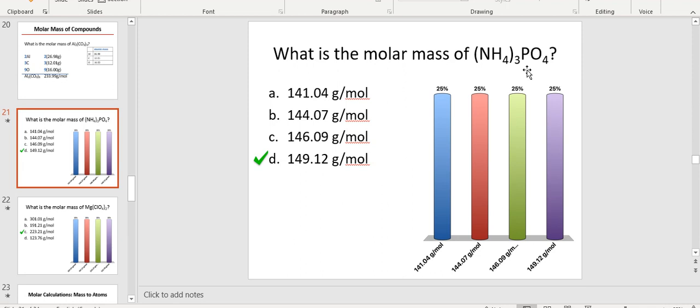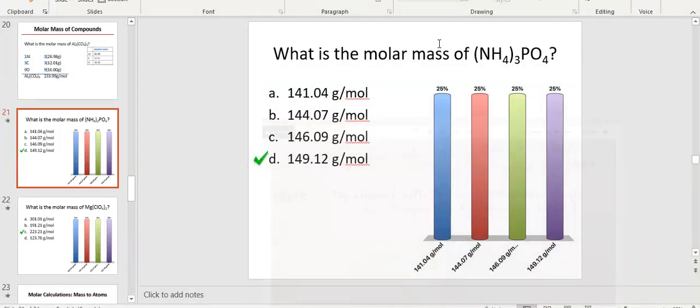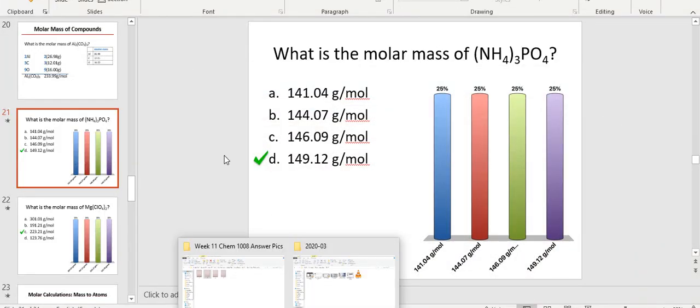So, did I put this one on this slideroo? Let me have a look here. What's that? 21? Okay. So, let's go to here. I don't know if I did or not.